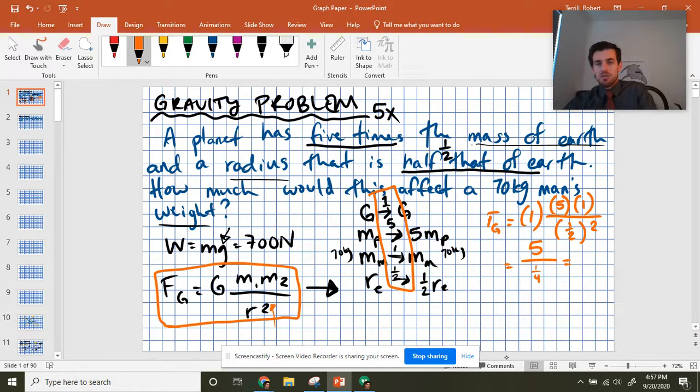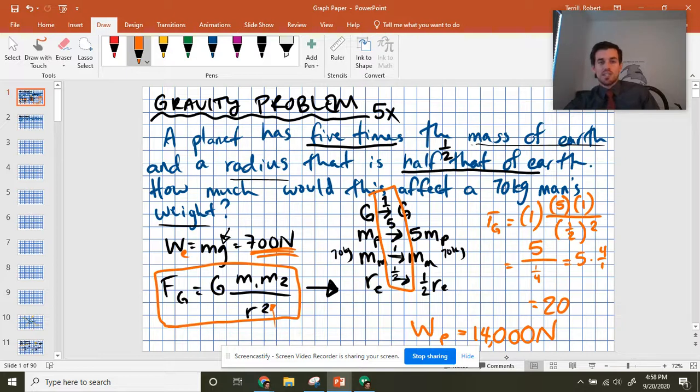And mathematically, if you have a fraction in the denominator, you can just multiply the reciprocal times the top. So that would be 5 times 4 over 1, which means the factor of change of the whole force of gravity is 20. So if he weighed 700 here, he now weighs 20 times 700. He's all the way up to 14,000 newtons. That's his weight on this planet. This is his weight on Earth, and this is his weight on that planet.